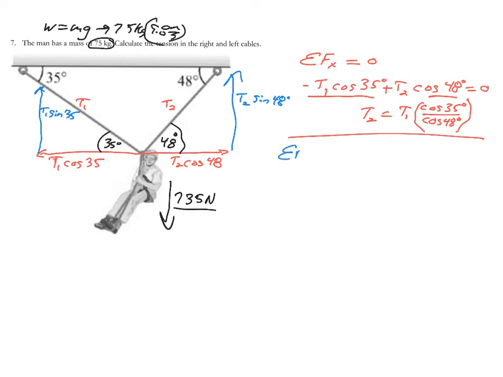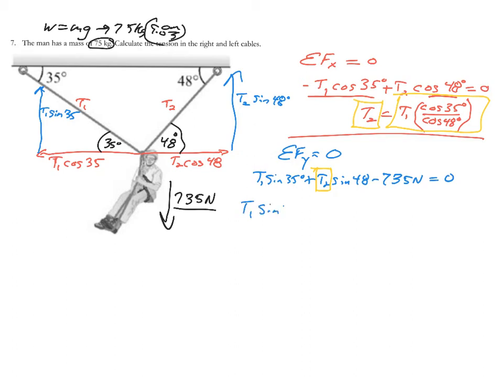Let's do sum of the forces in the y direction equals 0. I have a plus T1 sine of 35 plus T2 sine of 48 minus 735 newtons equals 0. This T2 equals all of this. Wherever I see a T2, which is only right there, I'm going to replace it with that big box. Ready?